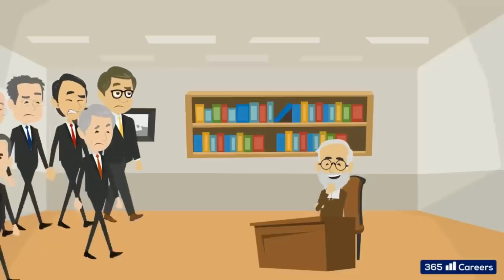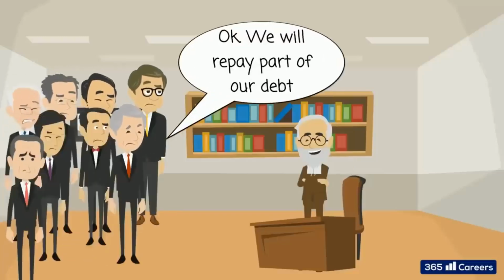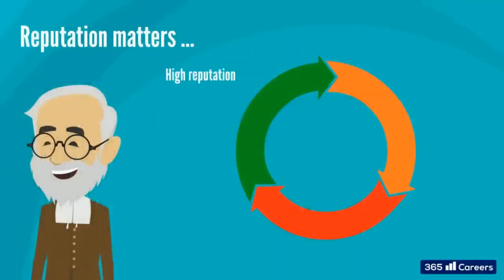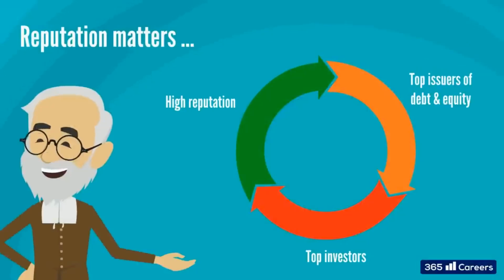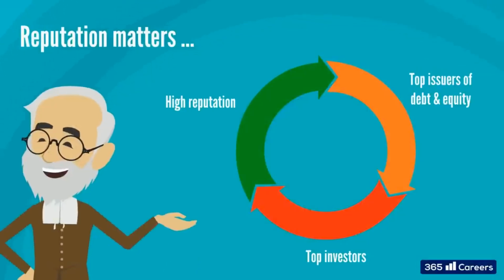The result of these actions was that the defaulted states agreed to a restructuring plan, which satisfied the investors and repaid them their capital. This episode proves how important investment bankers were in the 19th century. Such episodes increased their reputation, which allowed them to work with top-tier investors. All issuers of debt and equity wanted to work with middlemen who could contact top-tier investors.